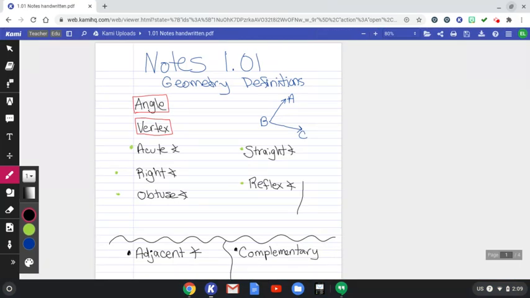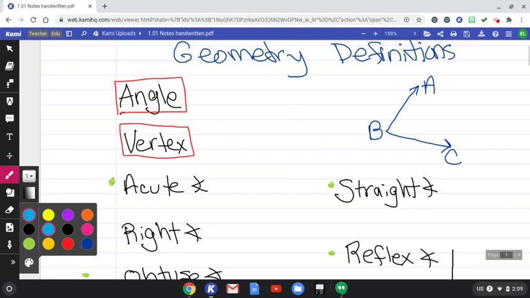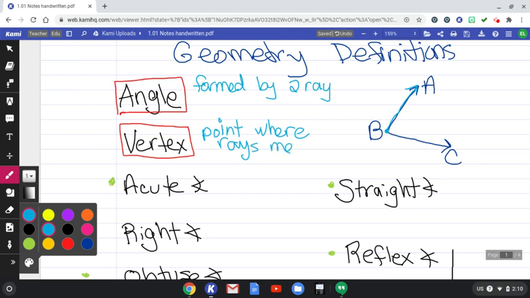But let's get started. An angle is formed by two rays. Looking at this diagram here, there's a middle piece. A ray, remember, is a line that only extends in one direction. So an angle is formed by two rays. And those two rays meet at the vertex. So the vertex is a point where the rays meet.